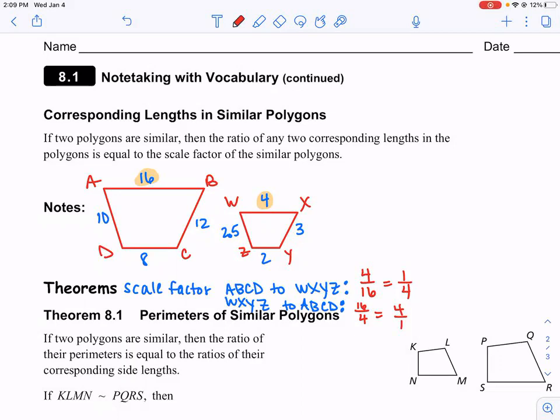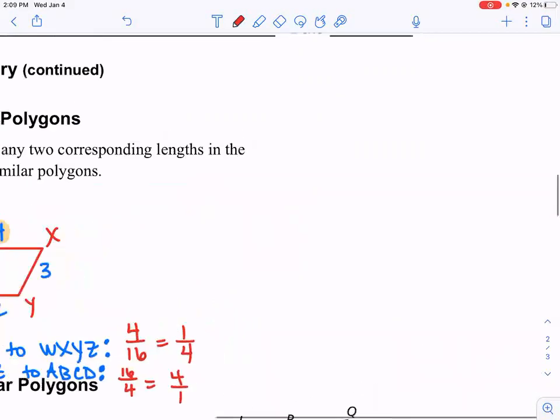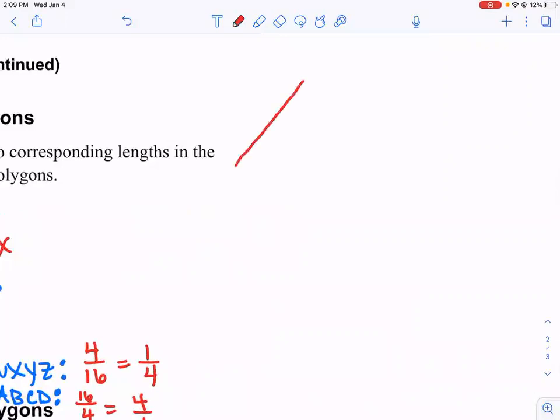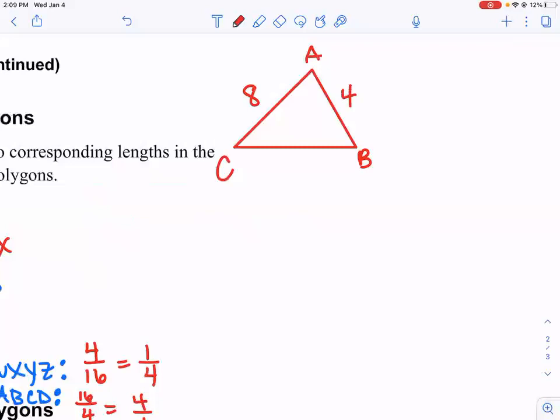Okay, all right, now over here, I'm going to draw 2 triangles. I'm going to draw ABC. And LMN.